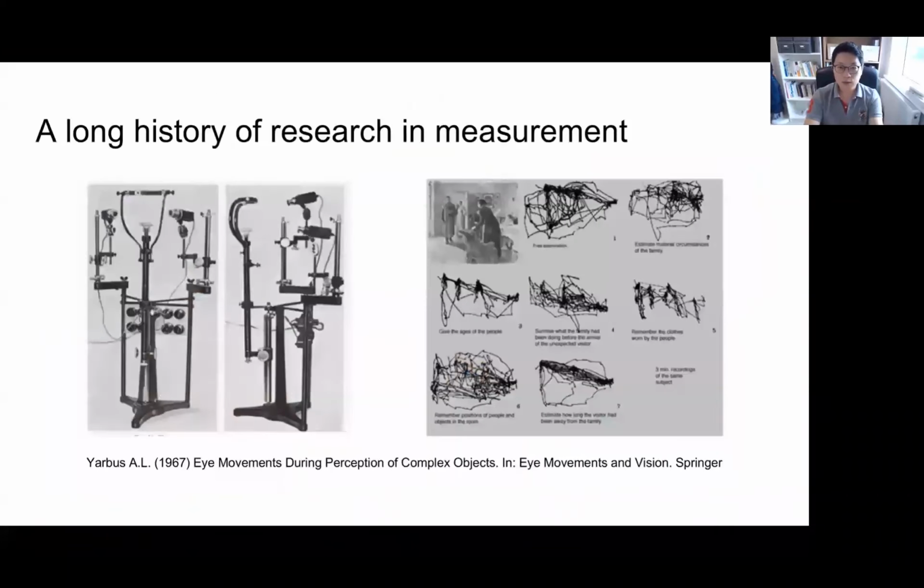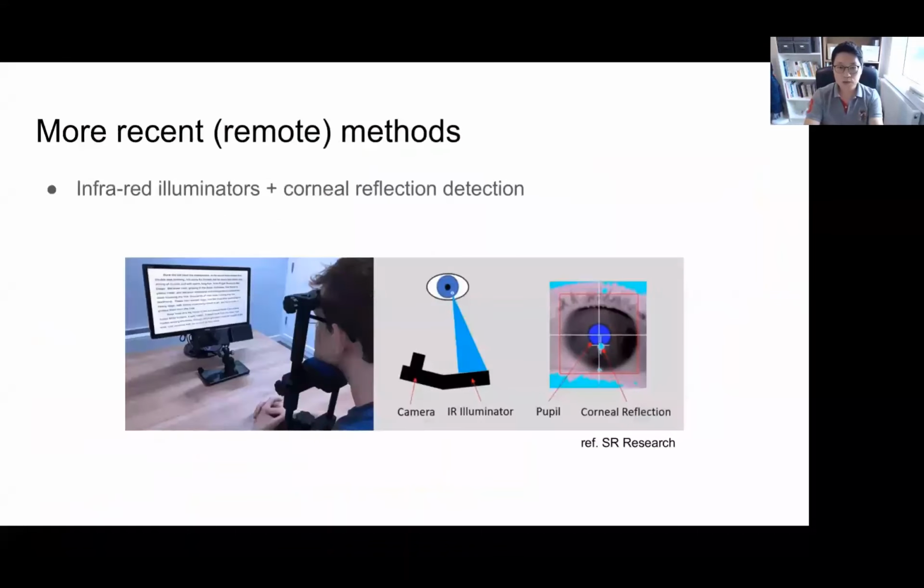The measuring of human gaze has had a long history. For example, the seminal work by Yarbus was carried out in the 50s. Though, as you can see, the measuring apparatus was complex and somewhat invasive. Newer solutions are significantly less invasive, using high-resolution machine vision cameras and infrared illuminators.